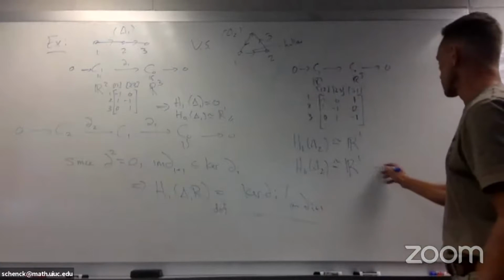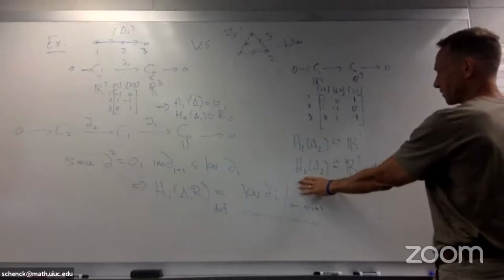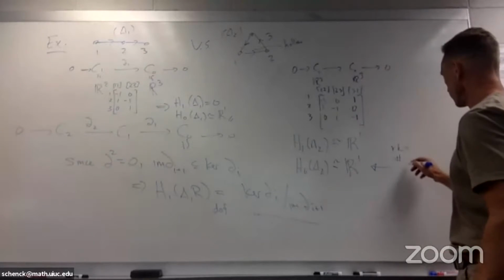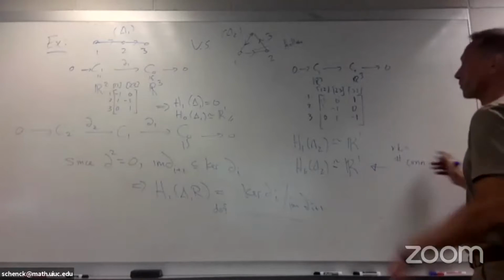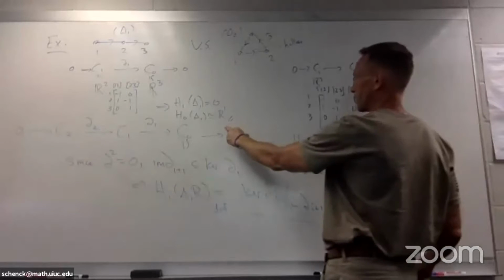It's an easy exercise, if you use field coefficients, that the rank of H0 is going to be the number of connected components. So rank is equal to the number of connected components. Both of these, of course, are connected, so they have one connected component. So we see R1 and R1 here.